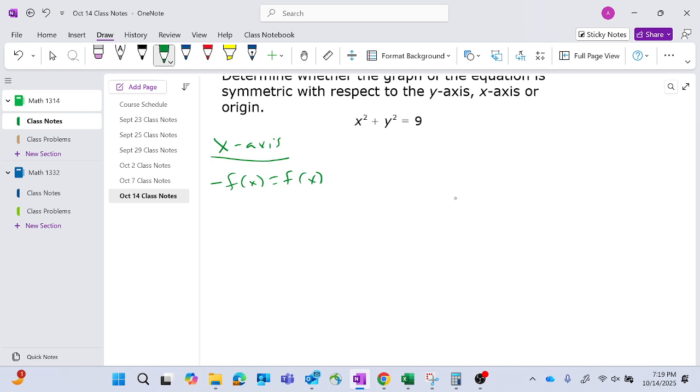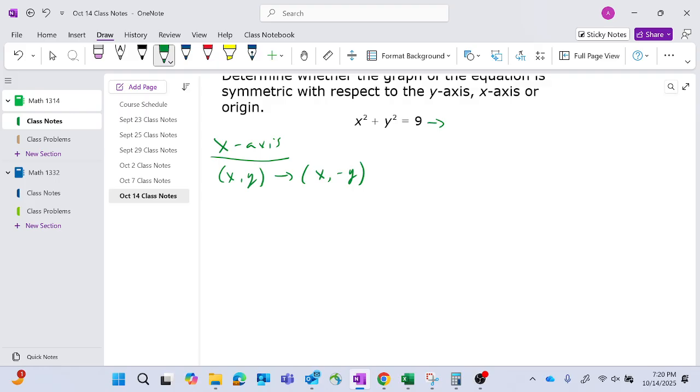In this case, I'm going to rewrite this first as, oh, this one's actually kind of ugly. It's not really a function. This is why I don't want to say it this way. Okay, let me do it this way. For the x-axis, the more proper way to say it is just that any point (x, y) is the same thing as (x, negative y).